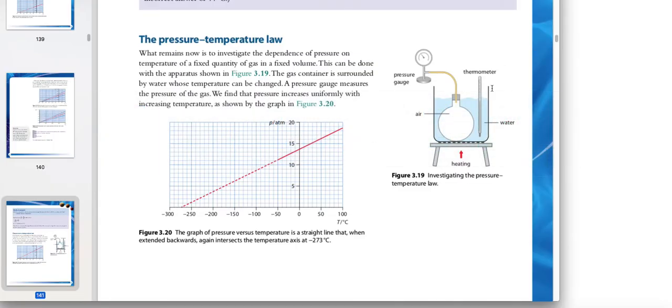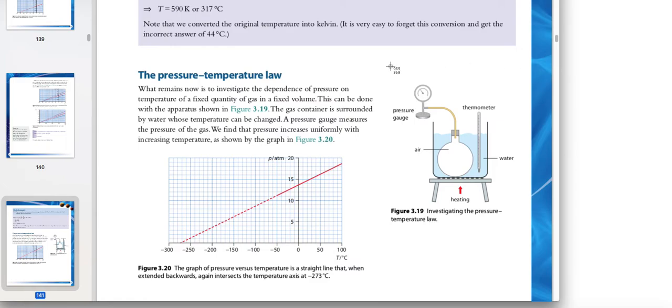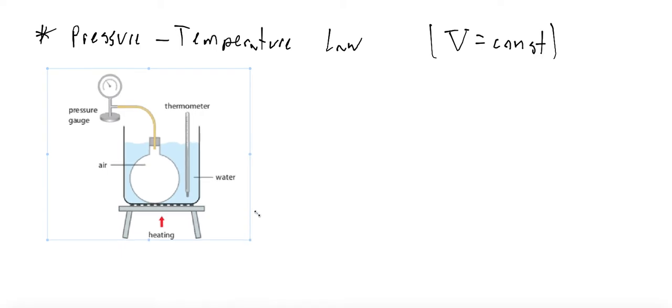Okay, in your Tsokos on page number 133 you have a scheme of the apparatus needed to do this experiment. So let's describe it. We have to check what happens with pressure if temperature changes. So again we have a bath where you can change the temperature.